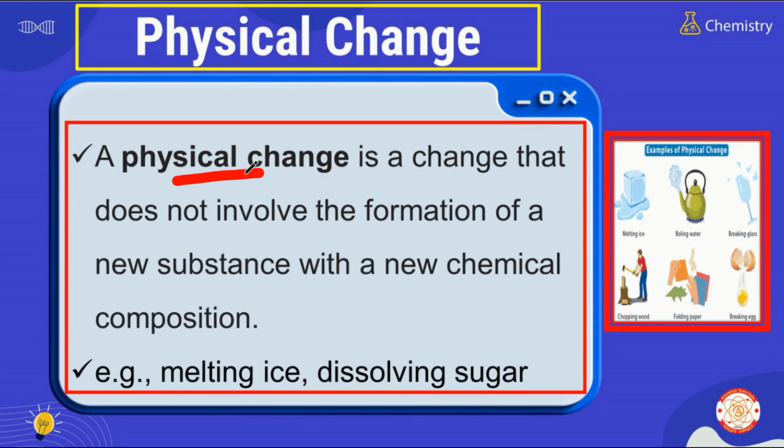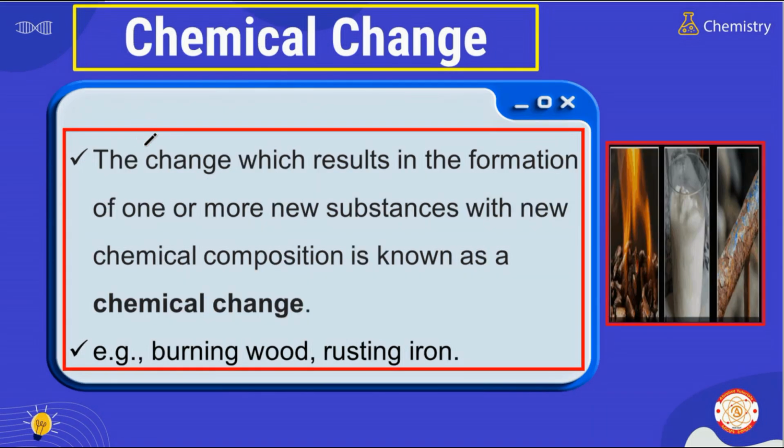Examples include melting ice, dissolving sugar, and so on. Now let us define what chemical change is. So the change which results in the formation of one or more new substances with new chemical composition is known as chemical change. Okay, so in a chemical change, the starting materials are turned into new products with new properties. Such kind of change is called chemical change.